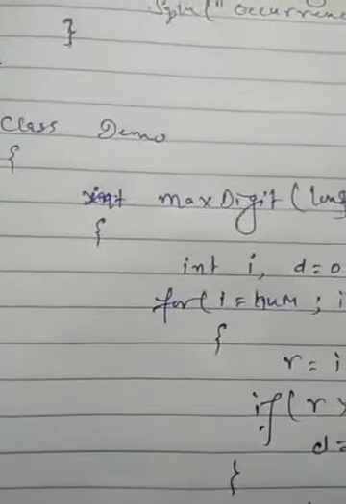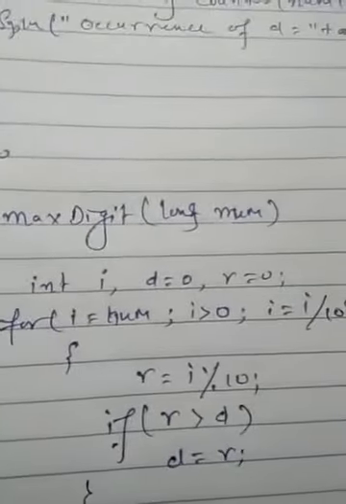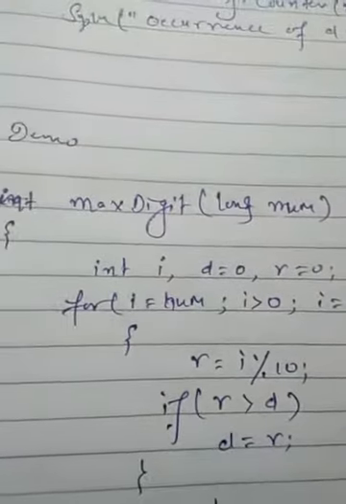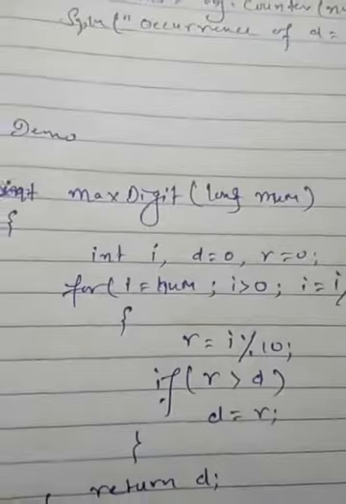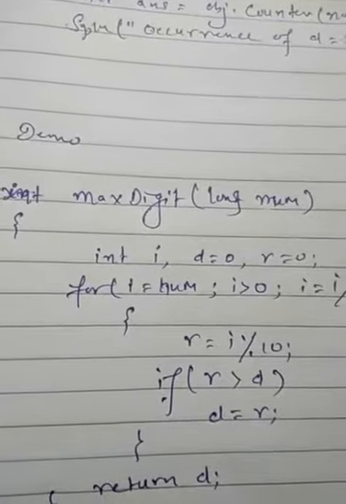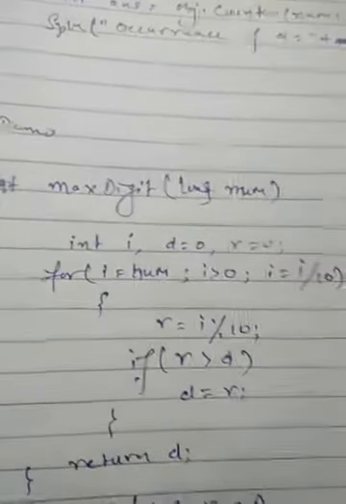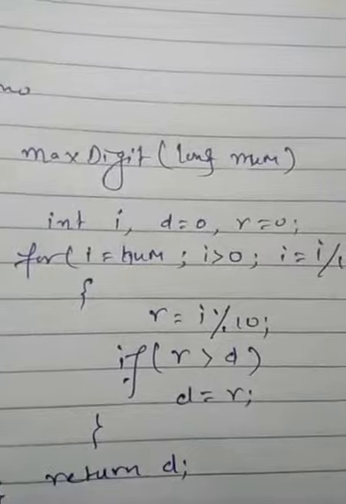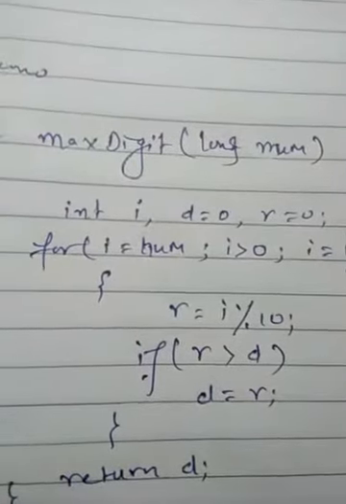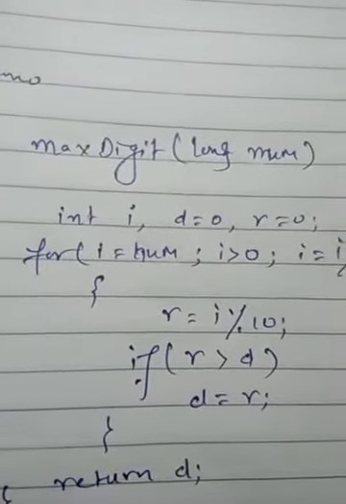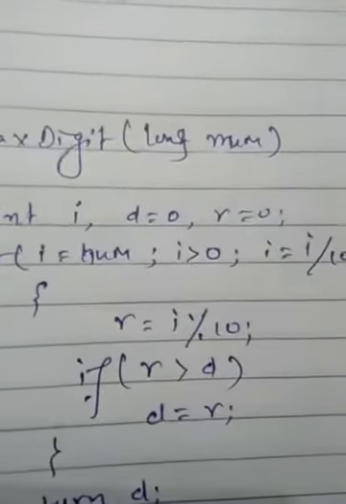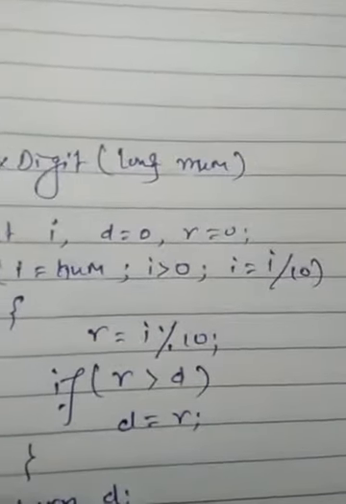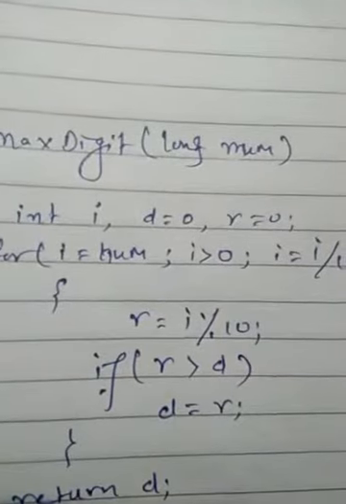Question number 6: class demo, integer maxDigit. There is the function maxDigit, the return type is integer, and long num. This is a similar question to the 5th. In this question we have to return the largest digit from a multi-digit number. So we are taking variables integer i, d, and r. Integer i equal num, i is greater than 0, i equal i divided by 10, then the remainder will be calculated.